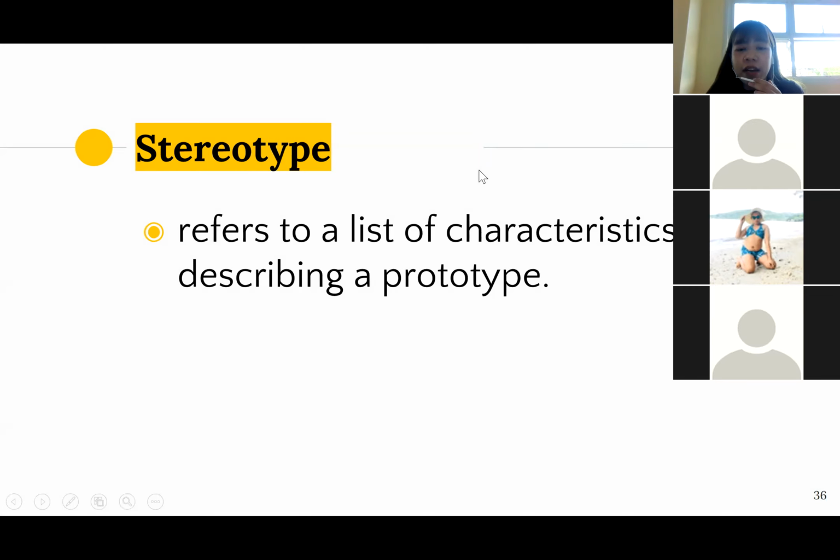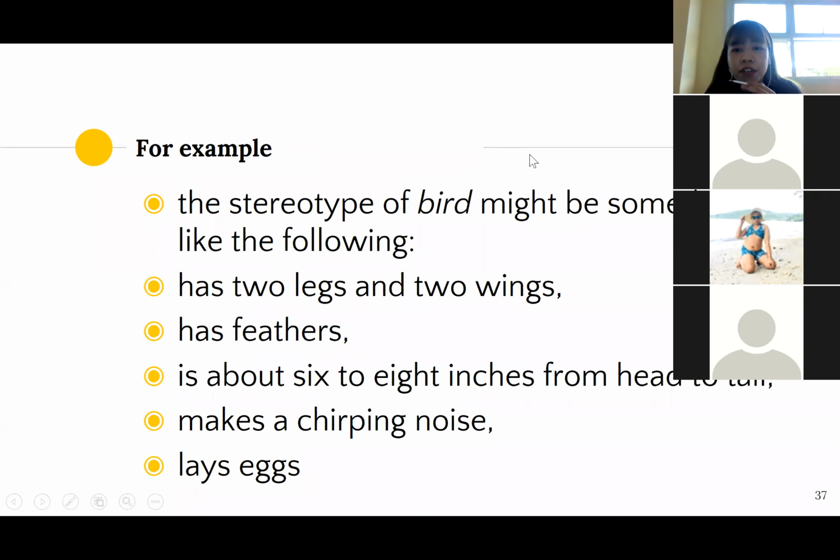So next, stereotype refers to a list of characteristics describing a prototype. If earlier it was a list of examples or extensions, stereotype refers to characteristics. For example, the stereotype of bird might be some of the following: has 2 legs and 2 wings, has feathers, is about 6 to 8 inches from head to toe, makes a chirping noise, and lays eggs. So all of these are stereotypes of the word bird.